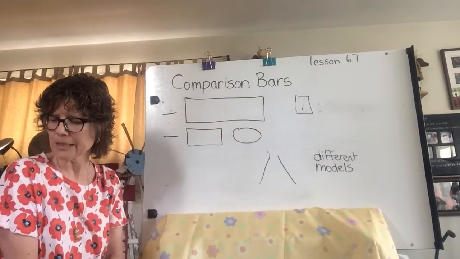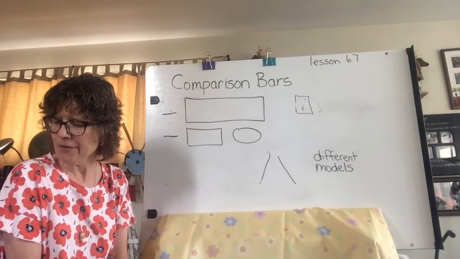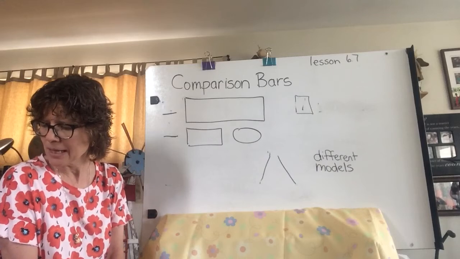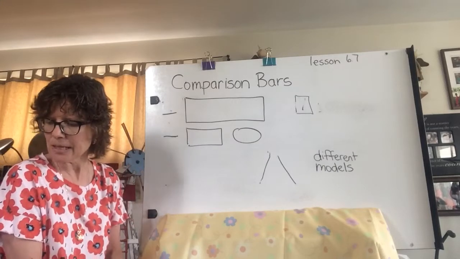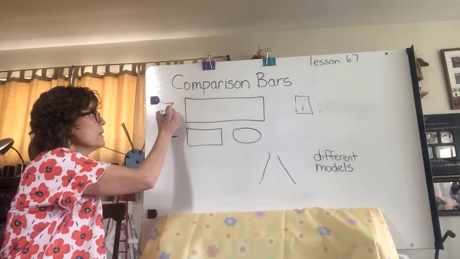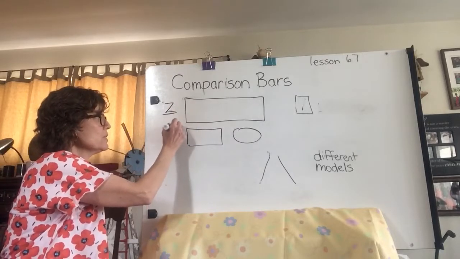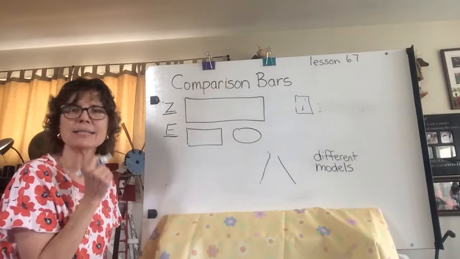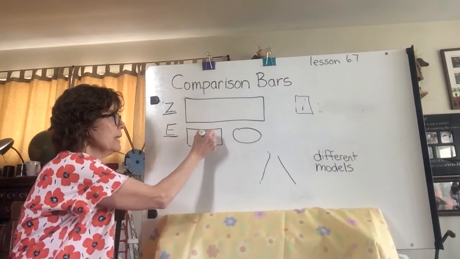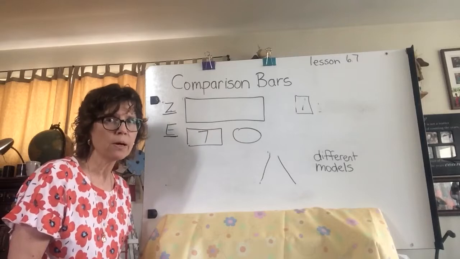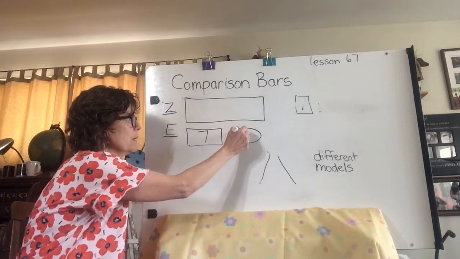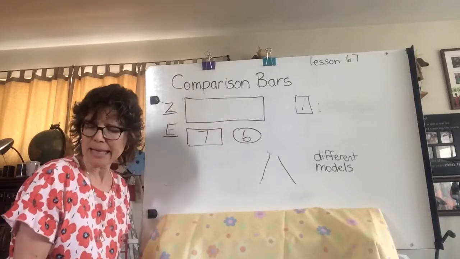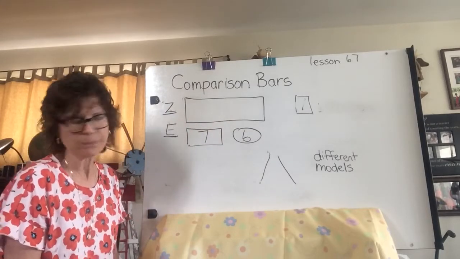This one's a little different. It says there are 7 elephants. There are 6 more zebras than elephants. How many zebras are there? So here's zebras. Here's elephants. Let's think about that. There are 7 elephants. There are 6 more zebras than elephants. How many zebras are there?